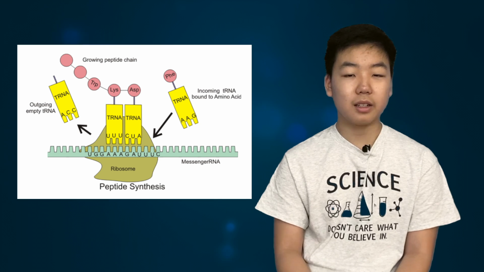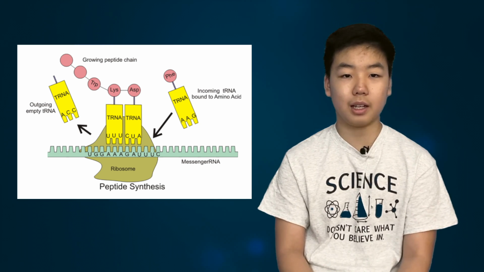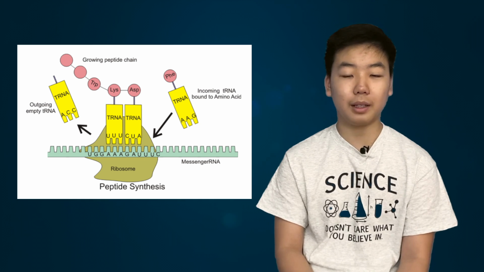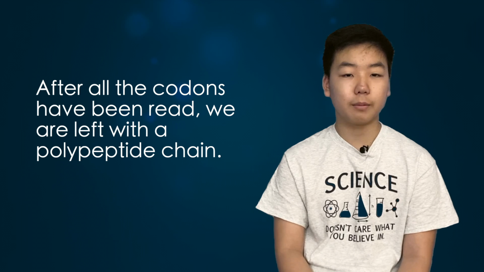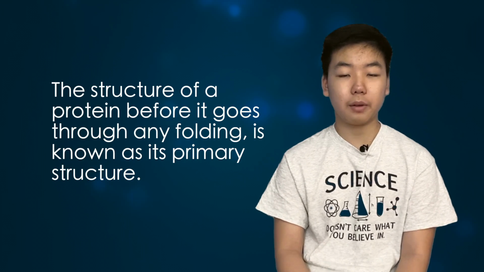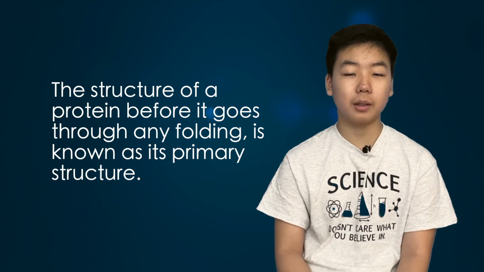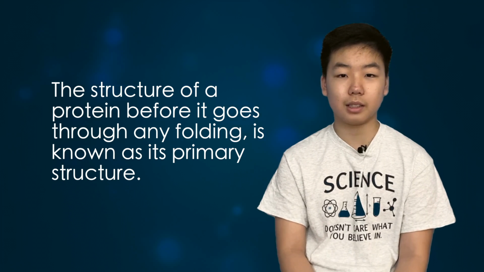This process continues with the ribosomes reading the codons and finding the tRNAs with the matching anticodons and continuously making the polypeptide chain. After all the codons have been read, we are left with a polypeptide chain. Sometimes this chain can be a protein in and of itself, but most of the time it has to go through multiple stages of folding. The actual structure of a polypeptide chain before it goes through any folding is known as its primary structure. It's just a long chain of amino acids.